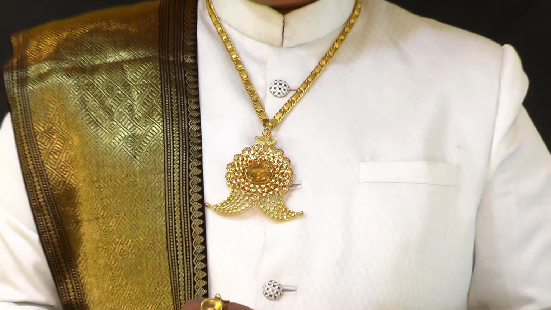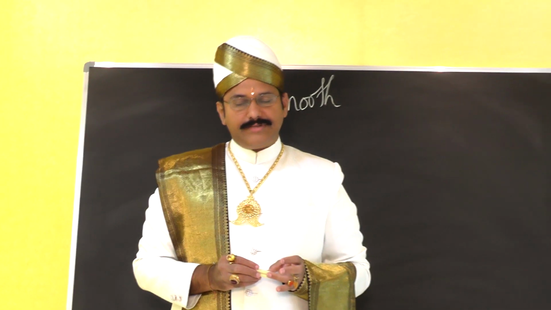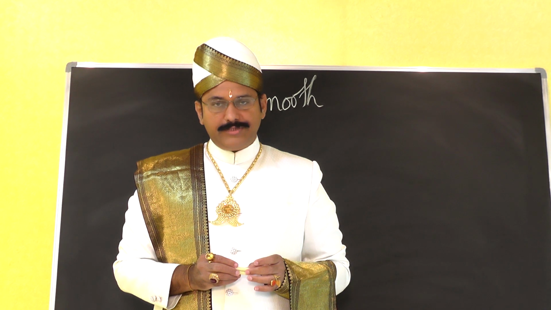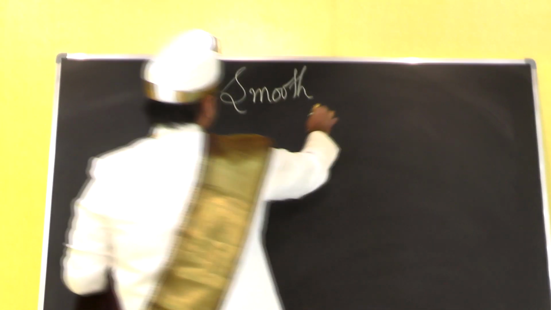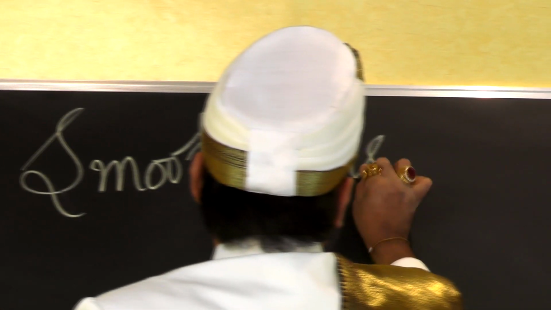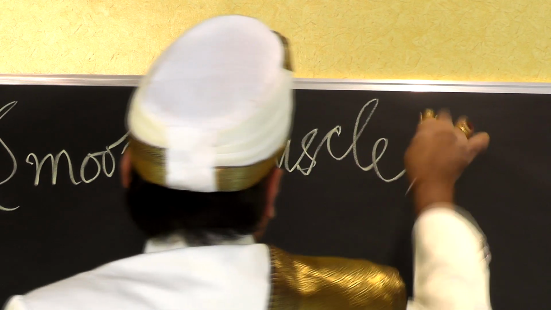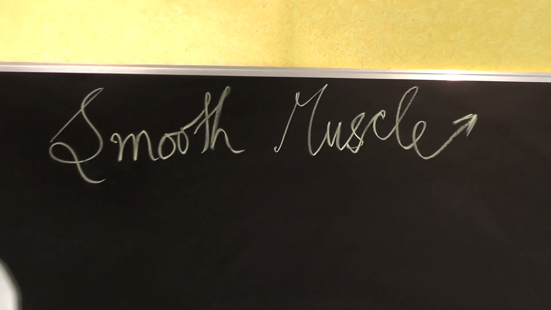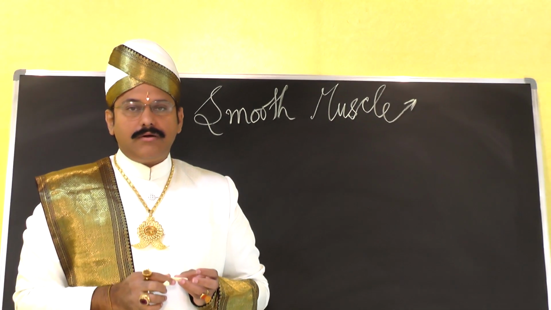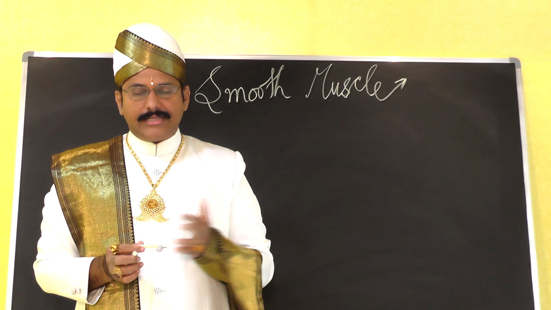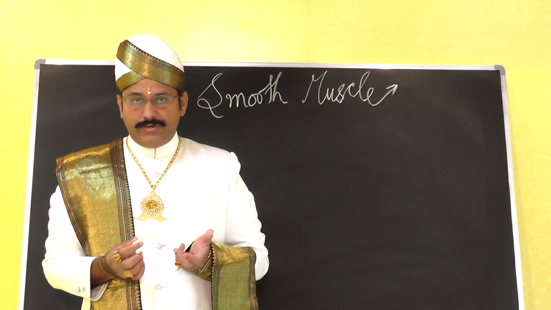Let us discuss smooth muscle. Where is it located in the body, and its arrangement and its different names we are going to learn. Now smooth muscle is also called involuntary muscle because it is supplied by the autonomic nerves, both sympathetic and parasympathetic, and it is not under our control.